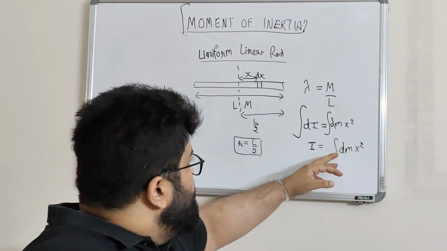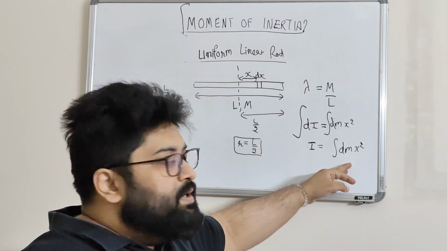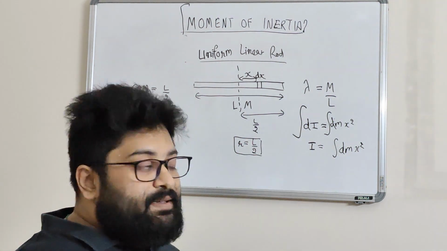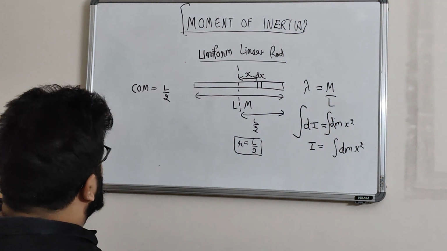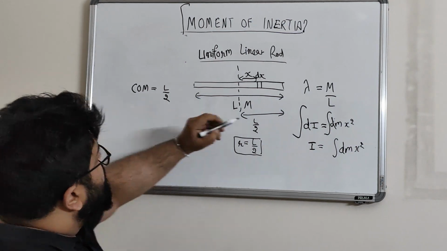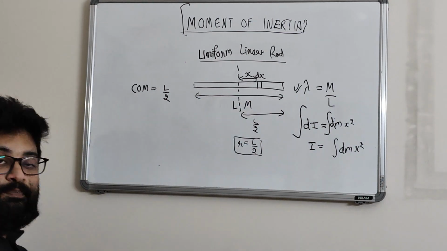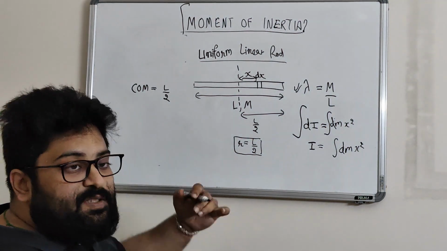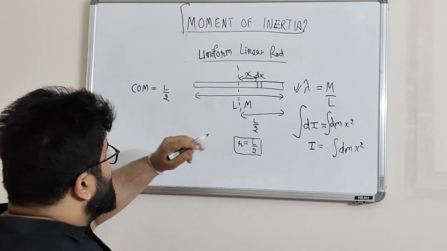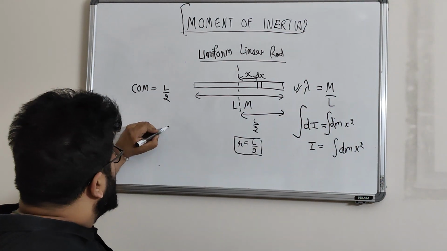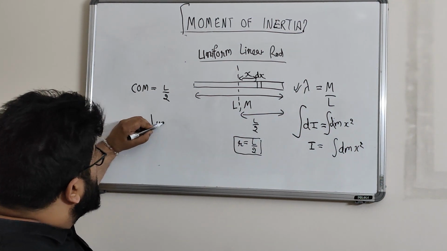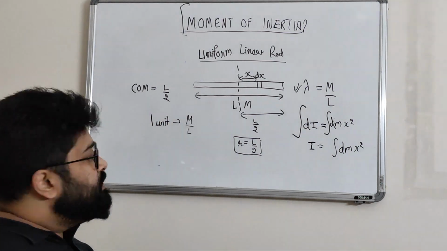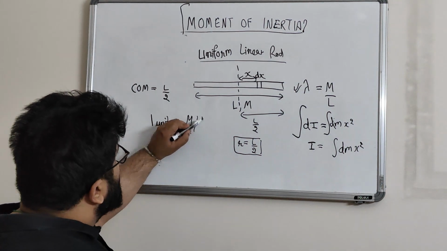But here's the problem. We have x square to integrate, but there's a dm, and we need dx here. For that, think about it. I mentioned before this linear mass density. What this means is the mass per unit length. Therefore, the mass per unit length is m by L, or lambda.